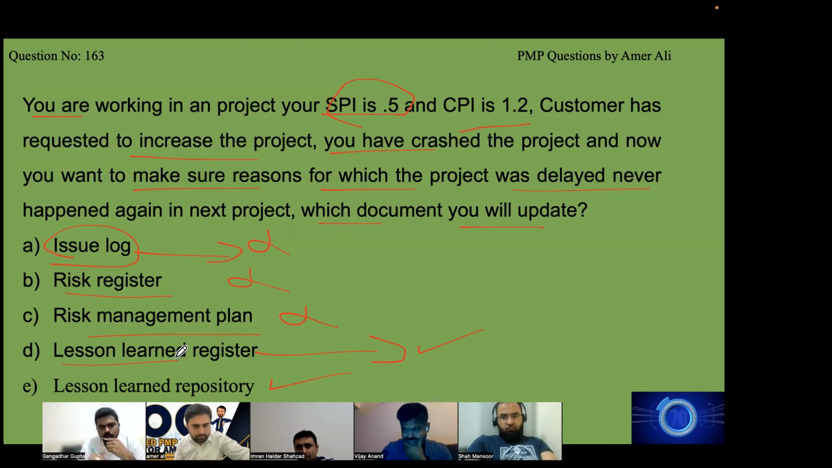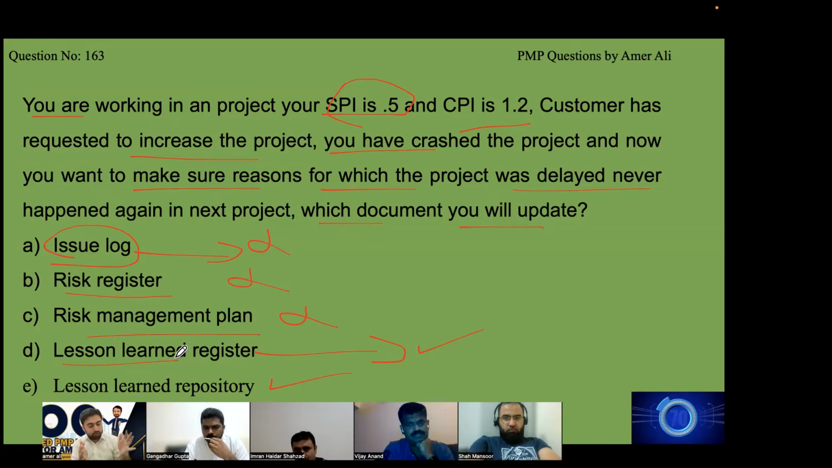Yes, this question is asking about it happening again in the next project. Actually, the lesson learned register we will use for this project duration. The lessons we fill in the register are used for the next project. And at the end of the project, if the question said that we are at the end of the project, then the lesson learned repository would have been the answer, because at the end you will be updating the lesson learned repository.